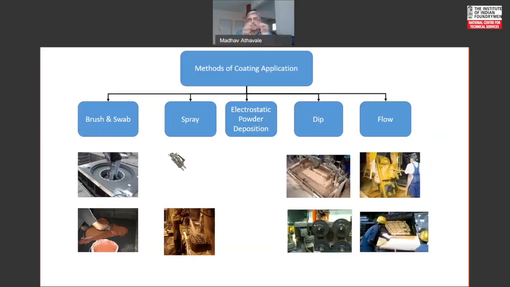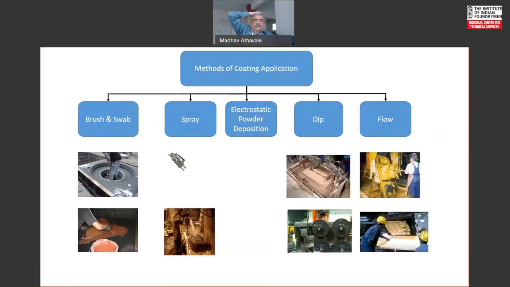When you go towards medium or large size molds and cores, then flow coating is becoming more and more popular because of its inherent advantages over brush and swab. But then it has its own requirements of what type of equipment is needed, because it does require equipment. We'll see these one by one.